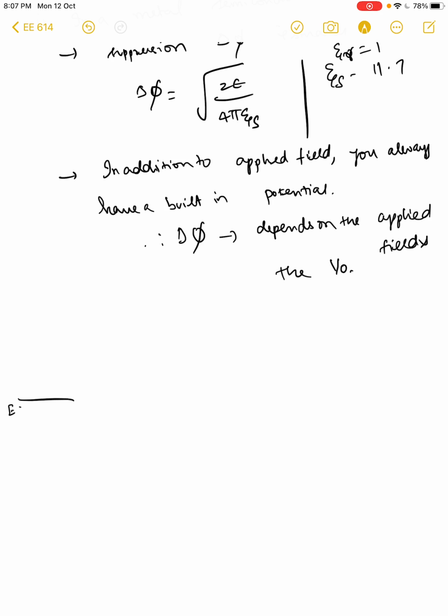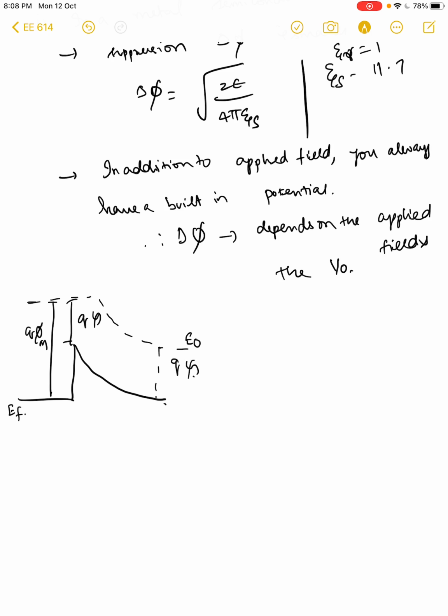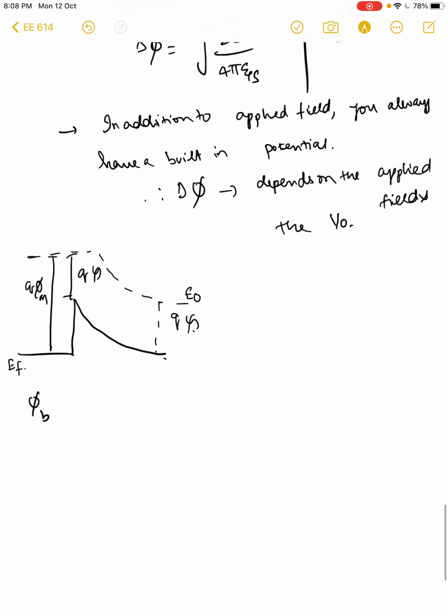So now let us take the ideal situation where I have the metal Fermi level, I have the vacuum level, and I have the metal work function. And if I join it with a semiconductor, I have something like this, and this is q psi that we saw. This is E naught everywhere, right? Everywhere it is q psi, right? And we saw the actual barrier is q psi m minus q chi.